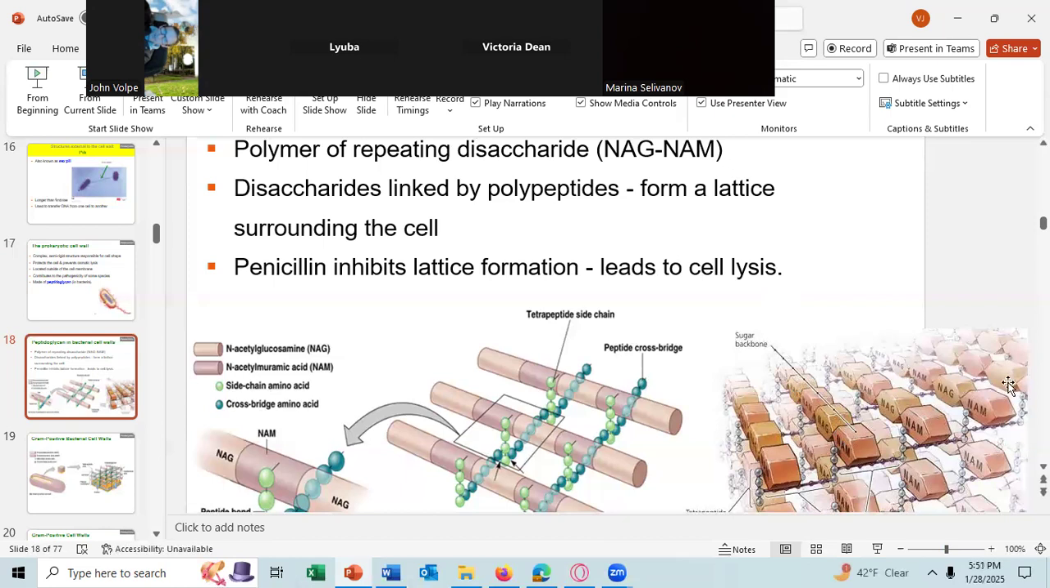The rows are not connected together by anything other than the peptide bond. This row and that row are held together by this short peptide, holding that NAM to either that NAG or that NAM. I'm not sure where it goes. And how this short peptide holds this row to that row is that this short peptide is linking this peptide and this peptide.